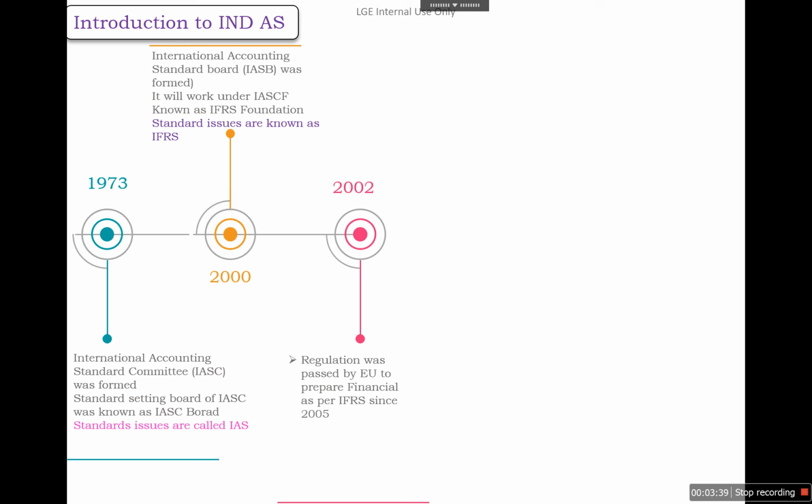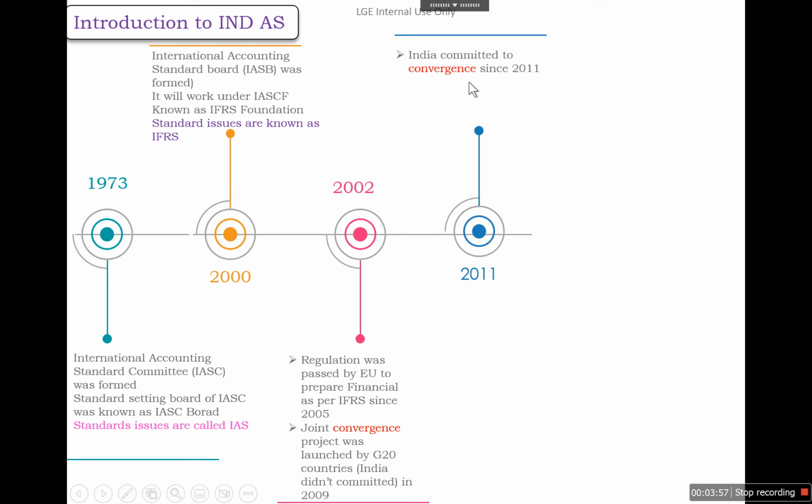and there was a joint convergence project launched by G20 countries in 2009, but India did not commit to the convergence in this G20 summit. Later on, India committed to convergence since 2011, but the MCA notified this convergence in February 2015, and it was decided that we will go for phase-wise implementation. So in India, it was started in 2015 when the ministry confirmed the implementation of it.